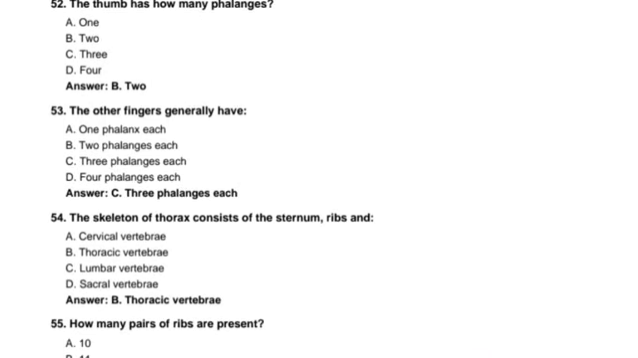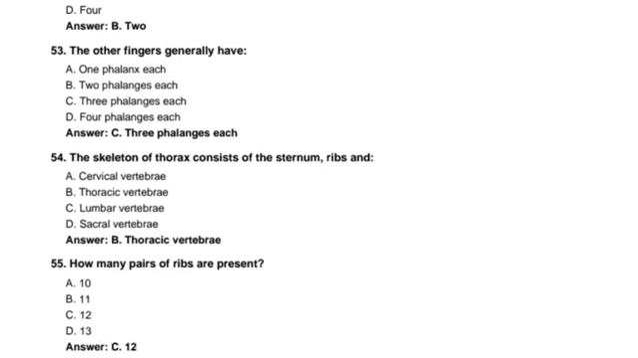Question number 51. The second row of carpal bones includes option A. Scaphoid and lunate, option B. Trapezium, trapezoid, capitate and hamate, option C. Pisiform and triquetrum, option D. Radius and ulna. The right answer is option B. Trapezium, trapezoid, capitate and hamate.